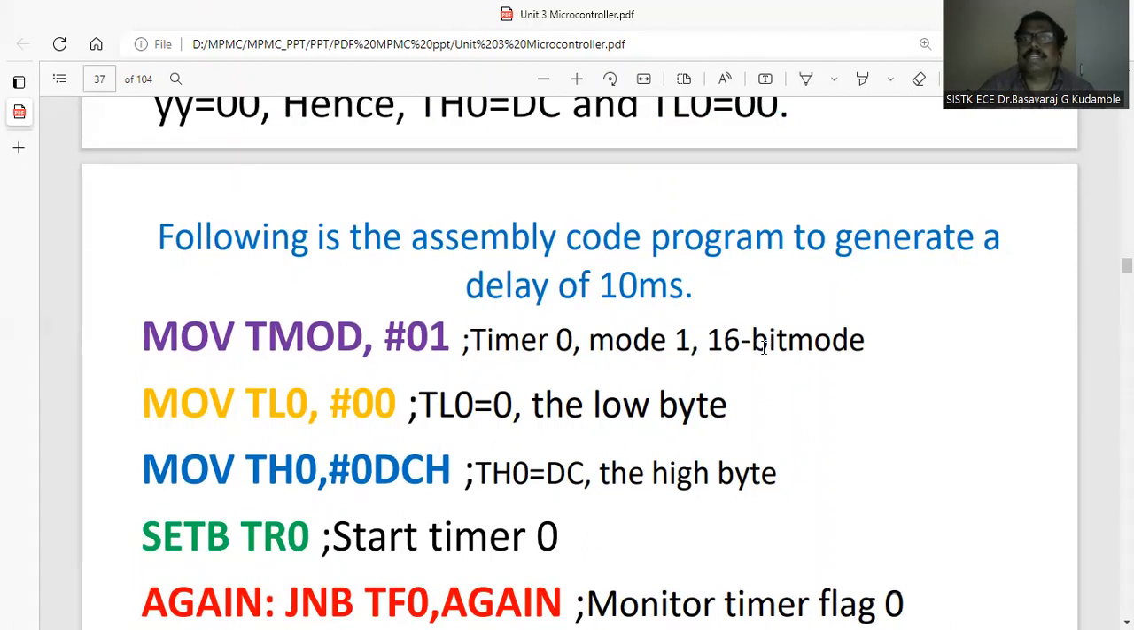Mode 1 is nothing but the 16-bit mode. As I told you, TMOD configures both timer 0 and timer 1. Here we are using timer 0, so we have to use the right-hand side. That is 0, 1 for mode 1. This is mode 1, so we configure timer 0 in mode 1. Then we load the corresponding values into the TL0 and TH0 registers: TL0 is 00, TH0 is DC.